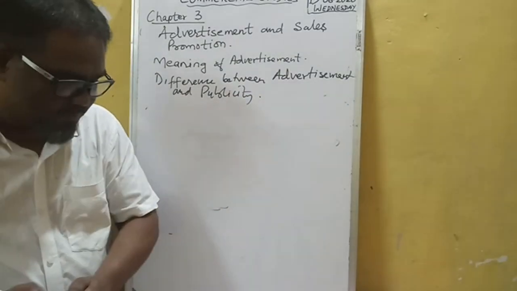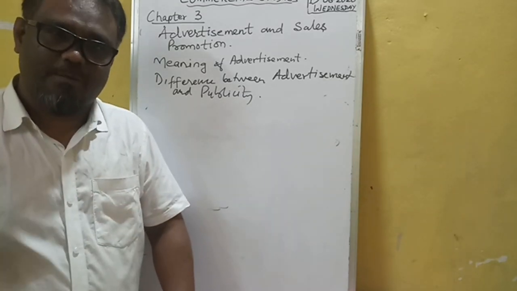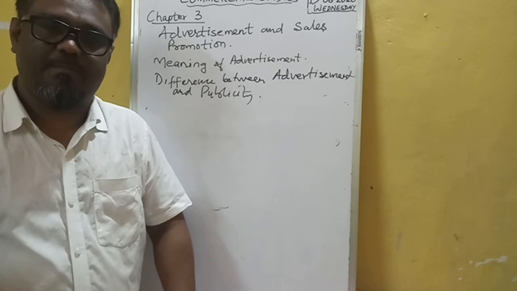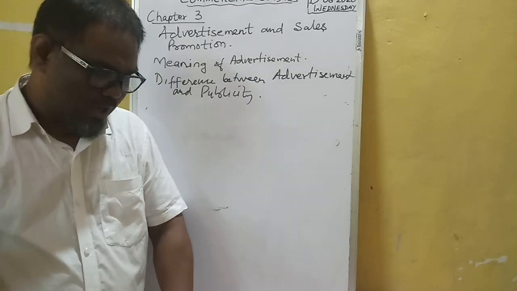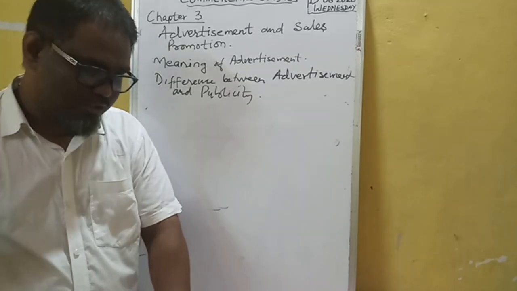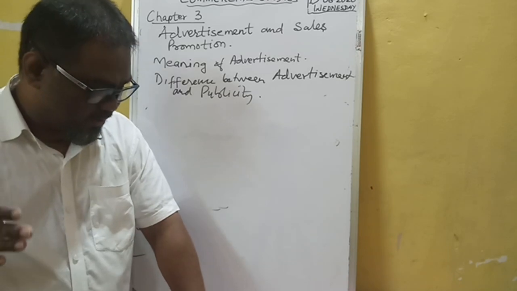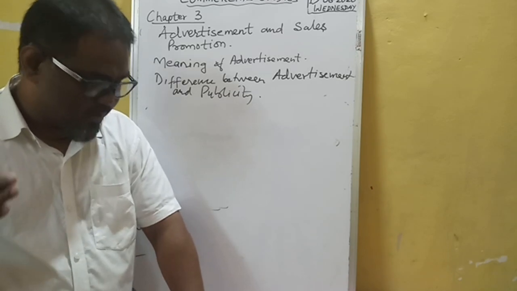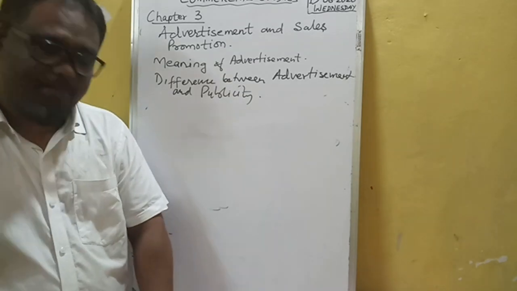Advertisement and publicity. Advertisement is done by a particular sponsor. It is done by Hero Honda, or by Bajaj, or by Bata, or whatever the name of the product is. Whereas in publicity there is no particular identified sponsor. Advertisement is a paid form of promotion, but publicity is not directly paid by a sponsor. No payment is done here.